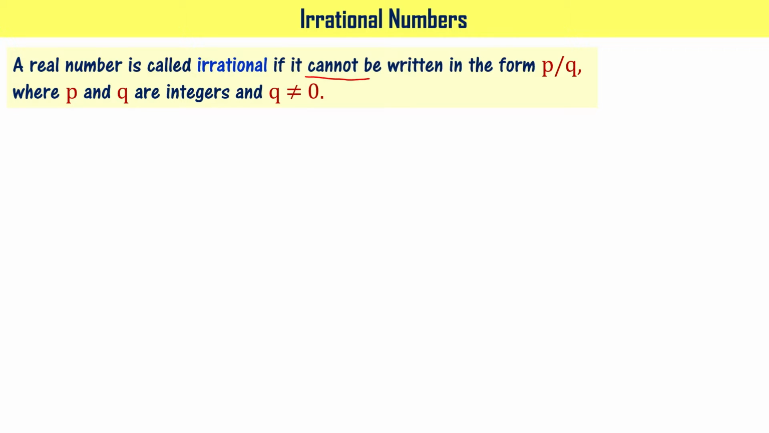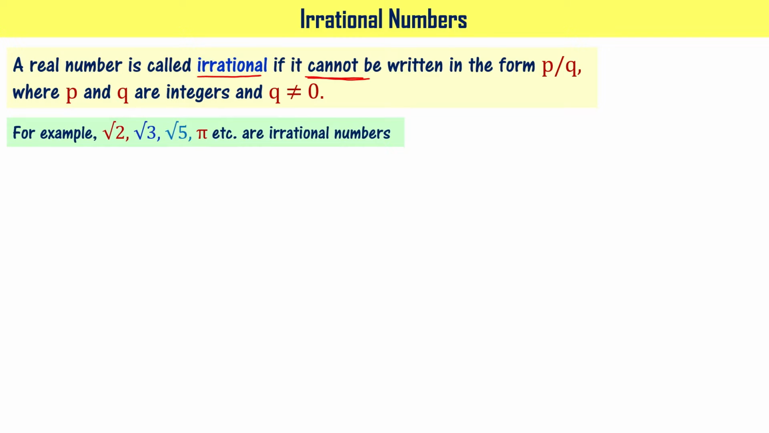A real number is going to be a rational number if it can be written as p by q, where p and q are integers and q is not equal to 0. If it cannot, if you have the word cannot here, then the number is going to be irrational. Please note this. Got it? Got the difference between irrational and rational numbers?